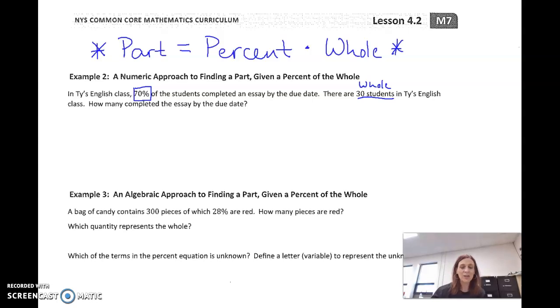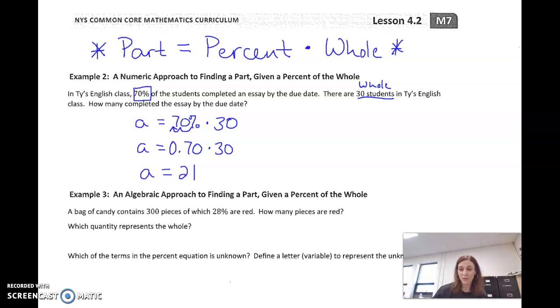So if we look at this equation here, just go along with me. I'm going to use the letter A to represent the part, equals our percent, 70%, times our whole, so times 30. Okay, but again, do not go 70 times 30. Change it into a decimal. 2 places to the left, drop the percent sign. So that's 0.70, or just 0.7 is fine, times 30. And then again, you can figure this out or just grab a calculator. When you grab a calculator, that ends up being 21.